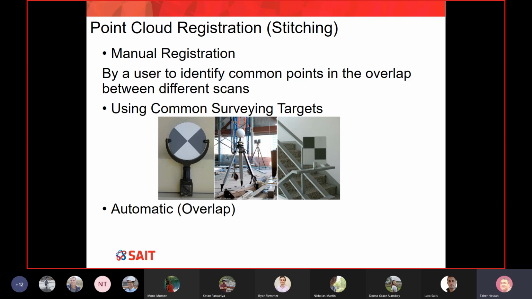Finally, what we have in 2021, the software becomes so smart that it can identify the common area and do automatic registration. Just find where is my common area, and then it will simply move and rotate your second scan until it fits into your first scan. You will see this very clearly in the next video, okay?